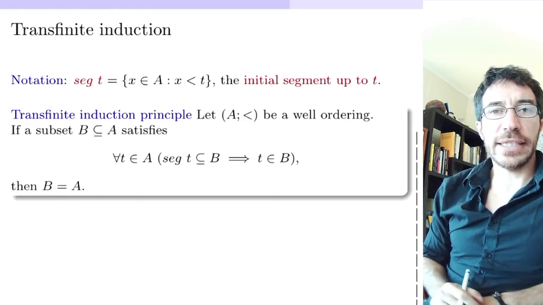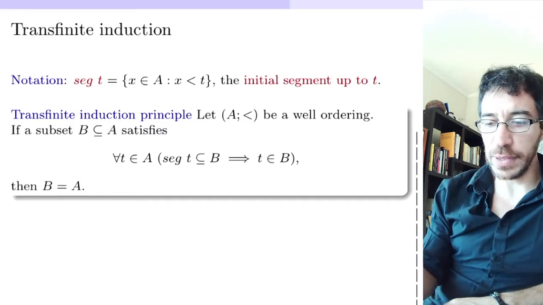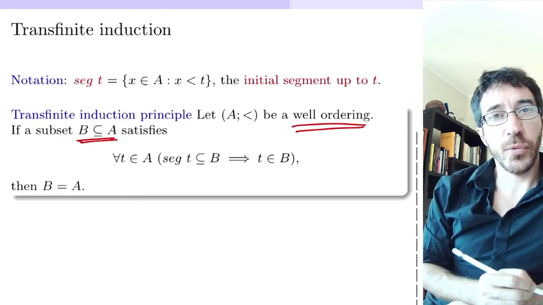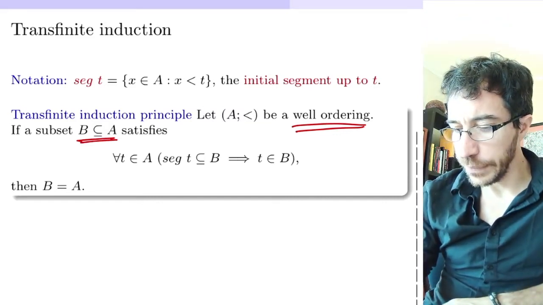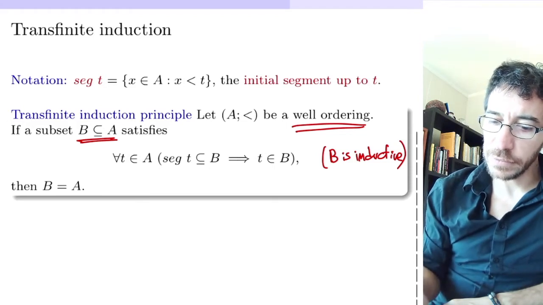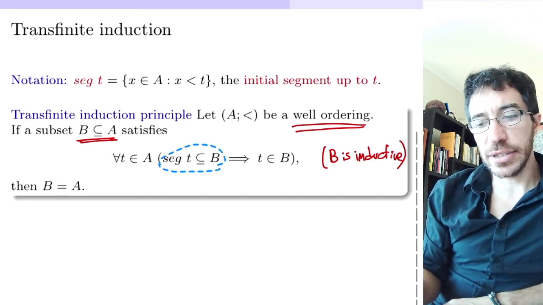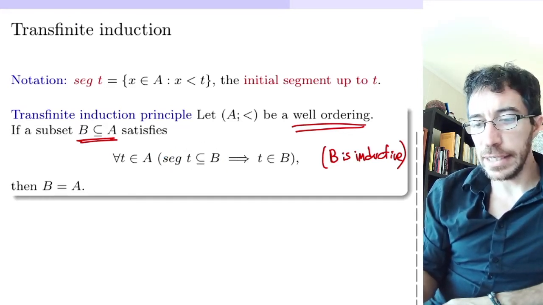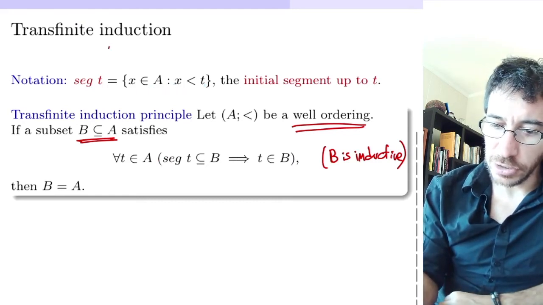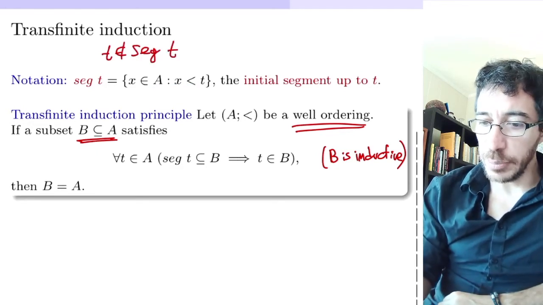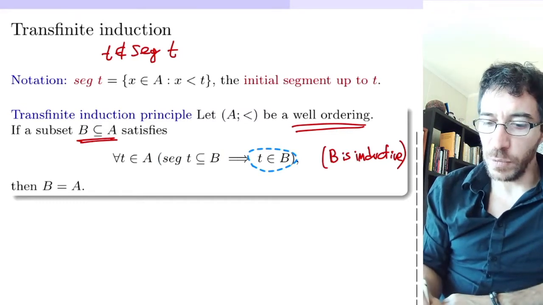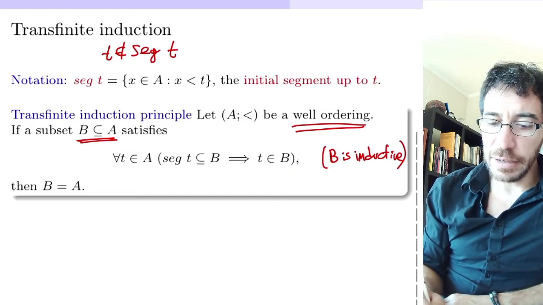Here is the transfinite induction principle. We have to start with a well ordering. It only works for well orderings. And it says the following: if you have a subset B of the well ordering which satisfies this property, which is essentially what we used to call inductive, that for every t in A, if the initial segment below t is included in B, then t is also included in B. Notice the initial segment below t doesn't include t. So t does not belong to the initial segment below t. The property says that if the whole segment is included in B, then so is t. So we only consider B's with this property. And what transfinite induction is telling you is that if B has this property, then B has to be the whole thing.